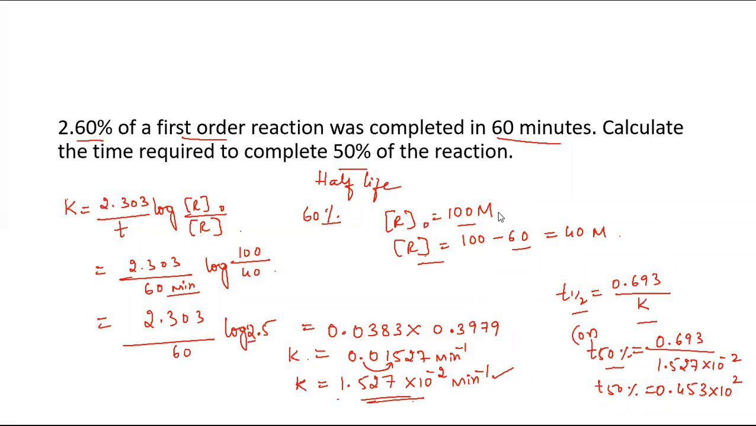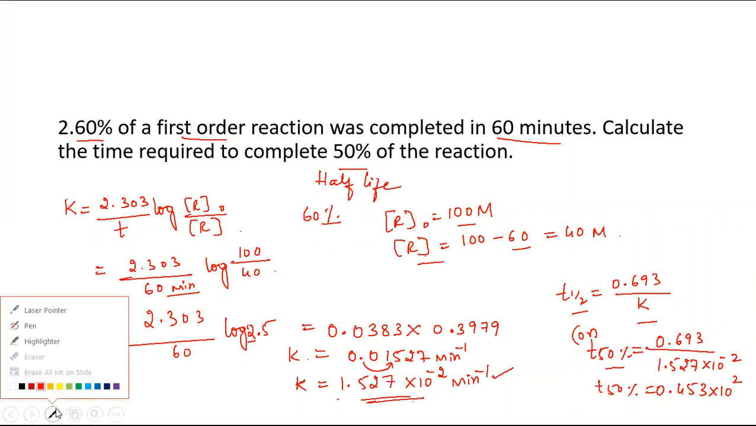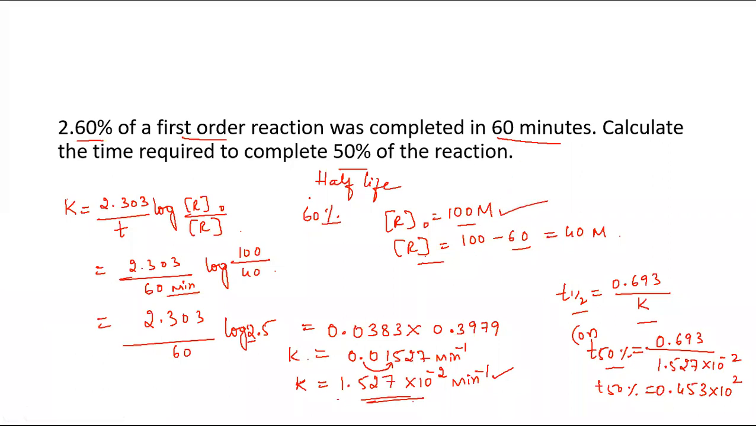Whenever it is given in percentage, the initial concentration must be taken as 100, because percent means per 100. So the initial concentration always has to be taken as 100. They have given 60% here. Therefore, out of 100, 60% is already consumed as product has formed. Therefore, how much is remaining?